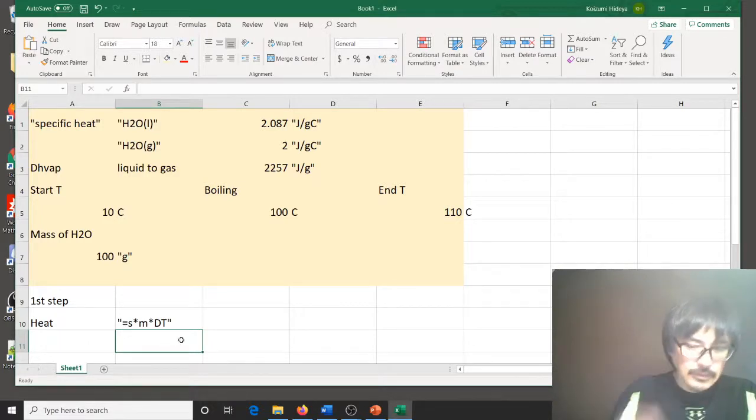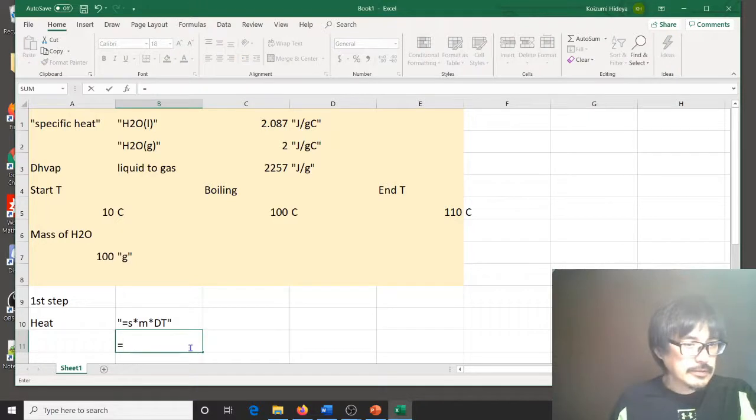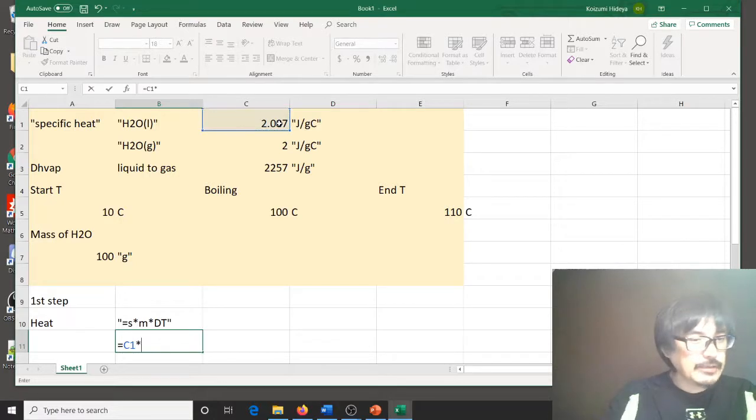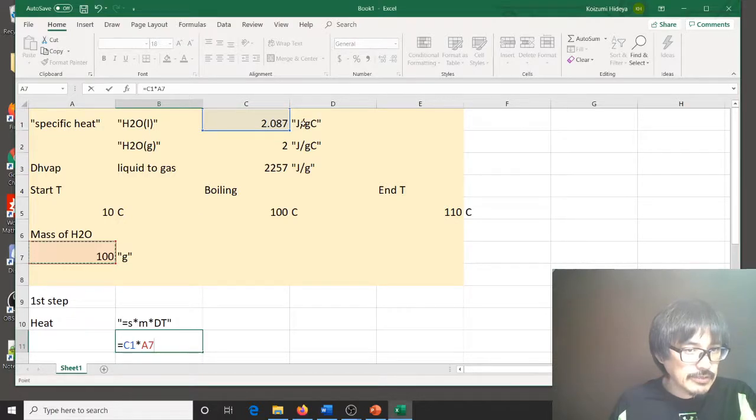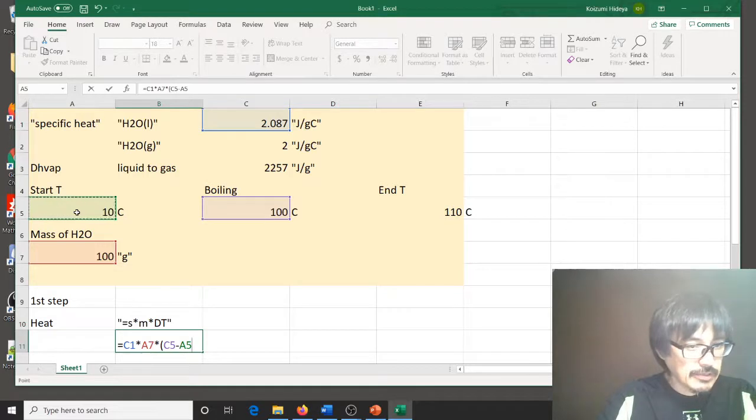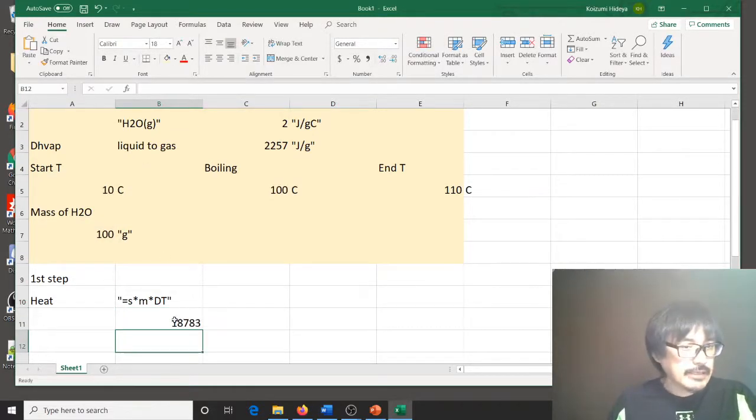So let's do that. Equal to the specific heat of the liquid water multiplied by the mass, 100 gram. Notice that gram is going to cancel. Multiplied by the change in temperature, final temperature minus initial temperature. Final temperature for the first step is 100 degrees Celsius, right? Minus 10, that's the starting temperature. That's the heat required for the first step.